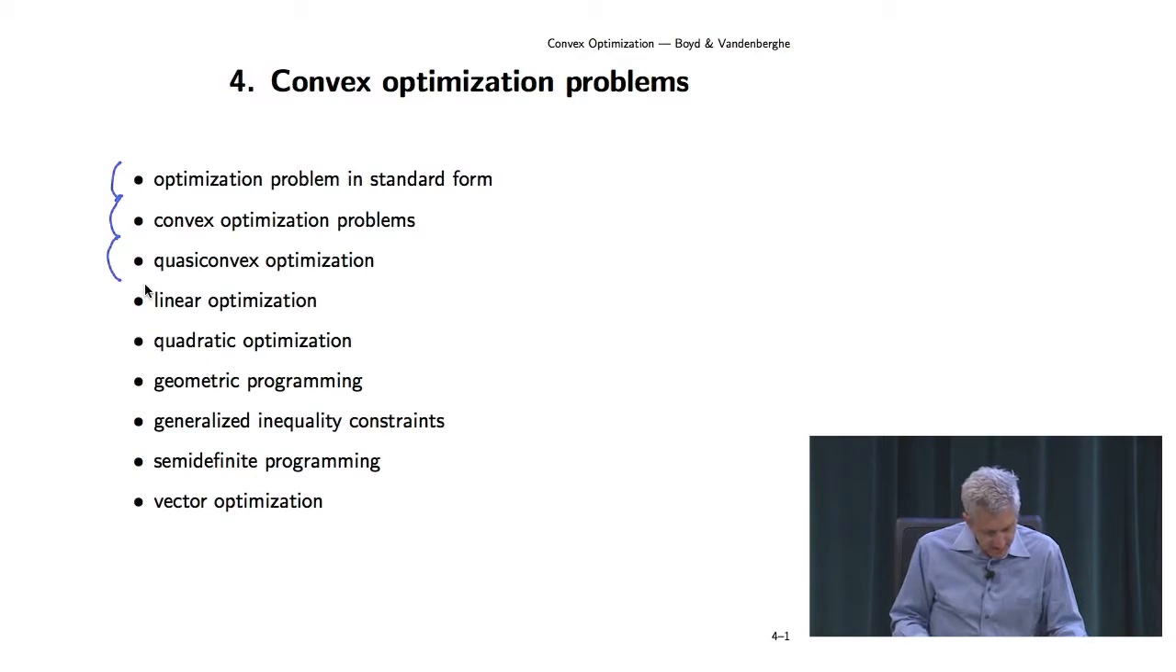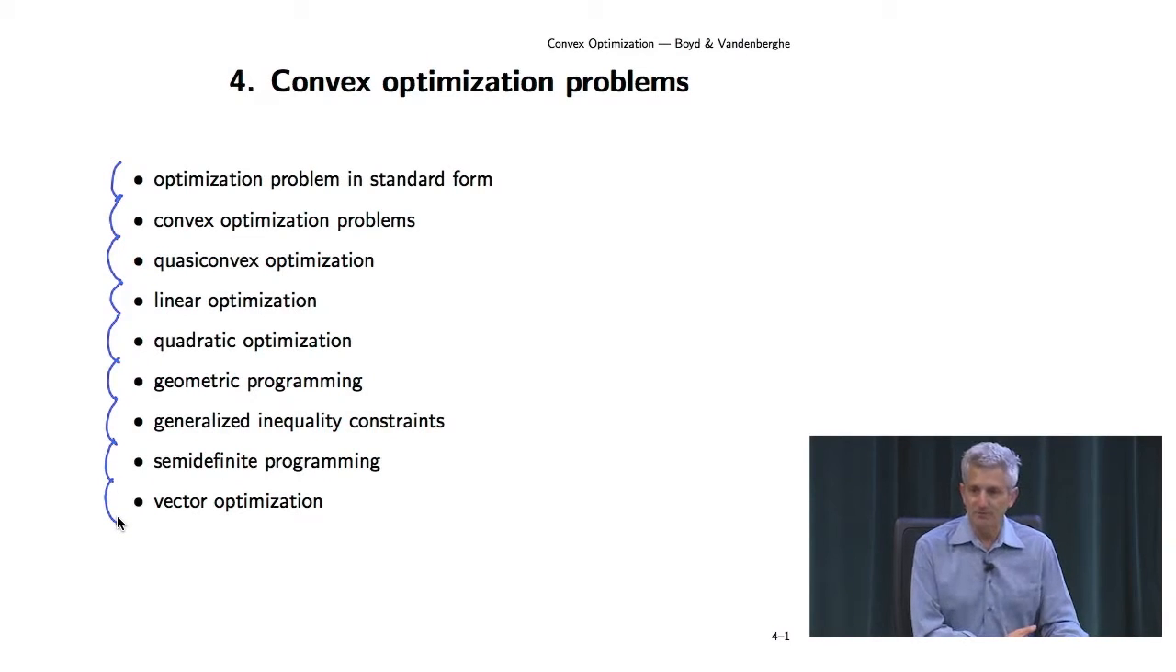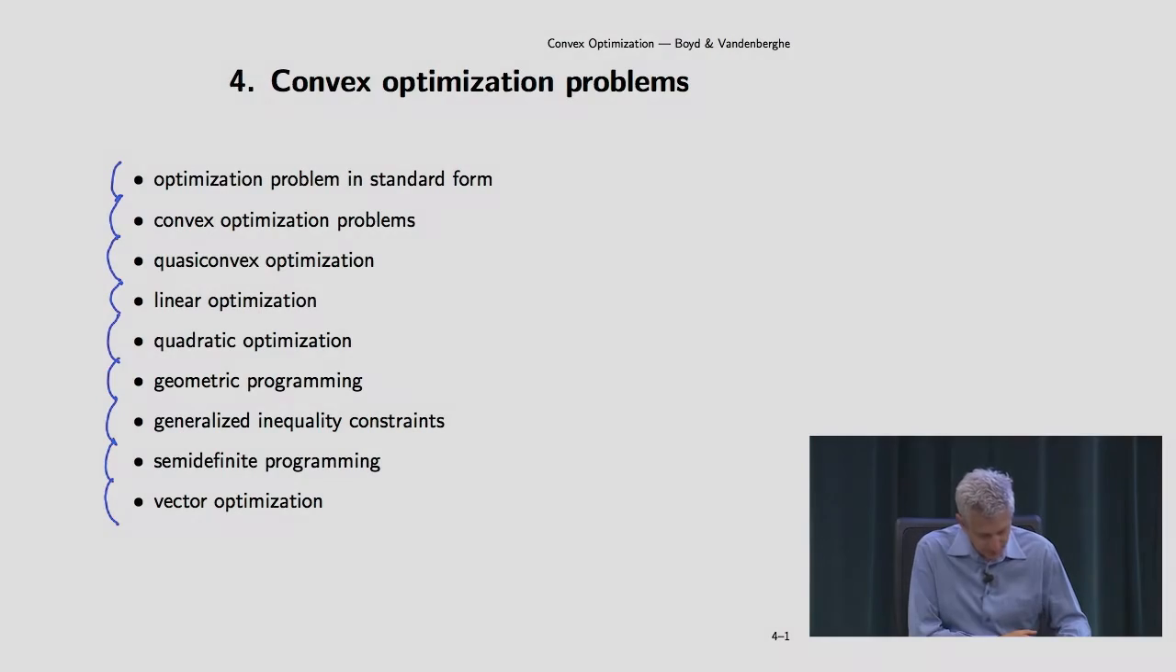And then for a while, we're going to look at just common families of optimization problems: linear programming, quadratic programming, something called geometric programming. Then we'll look at generalized inequality constraints, and the most famous of these is semi-definite programming. And finally, we'll look at the idea of vector optimization. That's when your objective function is actually a vector and not a scalar. Okay, so let's start.